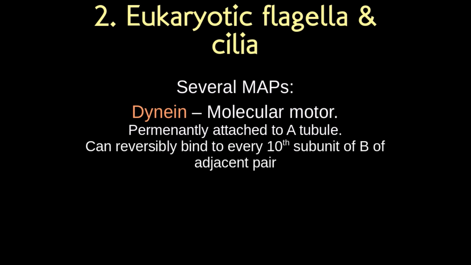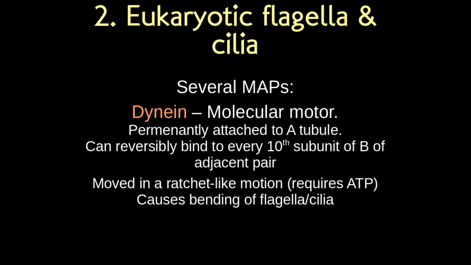So anyhow, going back to dynein. The dynein's really cool because it's permanently attached to the A tubule. However, the other side of it can reversibly bind to every 10th subunit of the beta on the adjacent pair. So this is not on the pair of itself, it's attaching to the adjacent pair, and then what it will do is essentially ratchet.